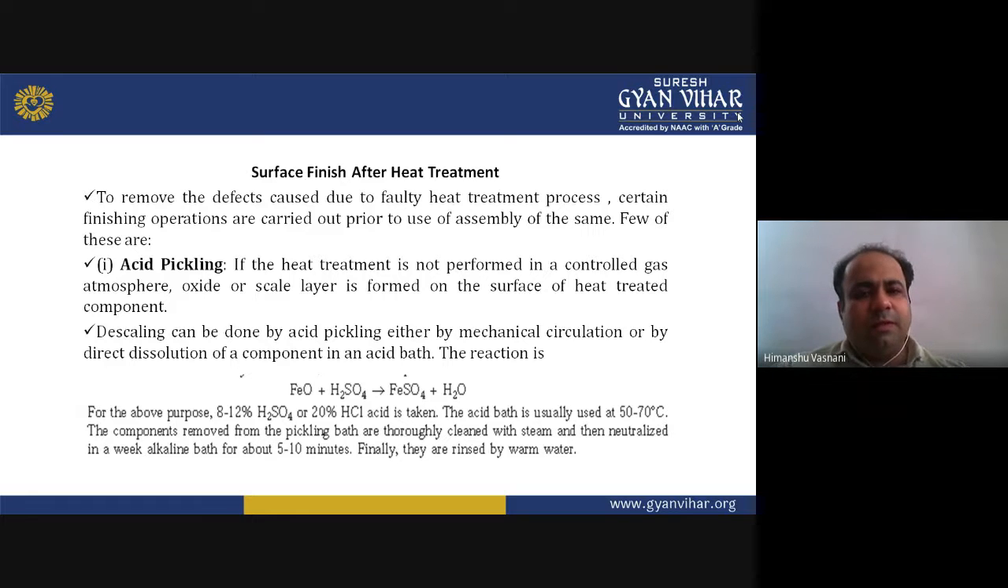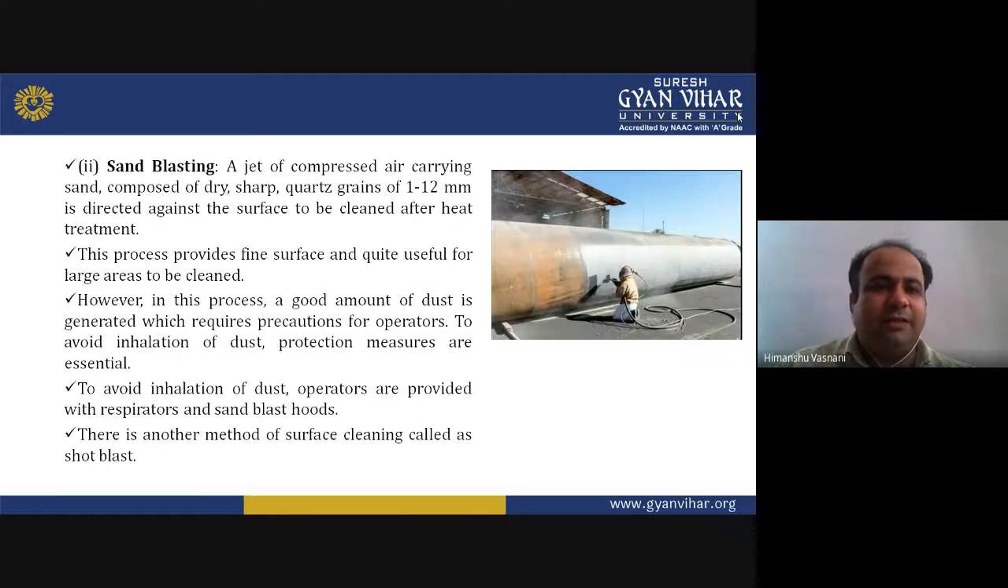For the above purpose, 8 to 12% H2SO4 or 20% HCl is taken. The acid bath is usually used at 50 to 70 degrees temperature, and the components removed from the pickling bath are thoroughly cleaned and steamed, and they are neutralized in a weak alkaline bath for about 5 to 10 minutes. Finally, they are rinsed with warm water. In this way, you go for acid pickling.